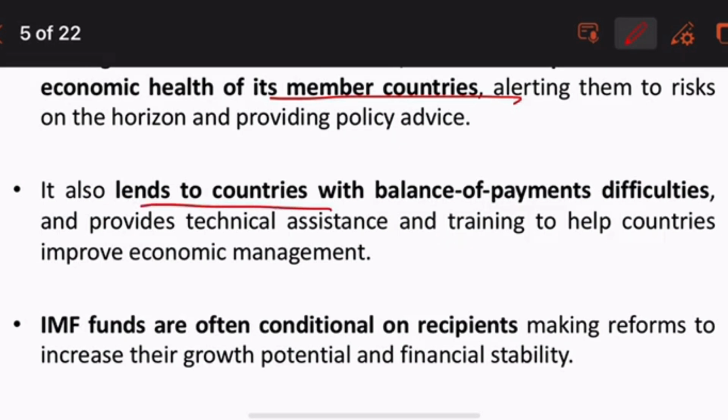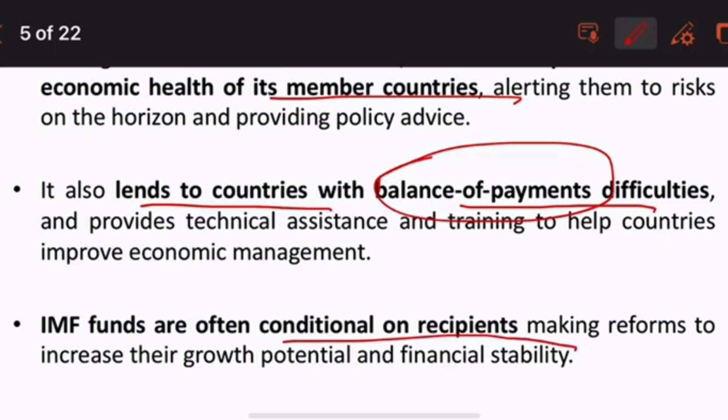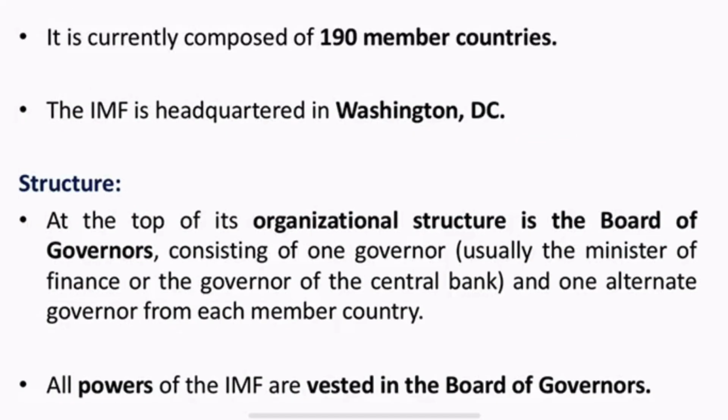lends to countries where the countries have BOP difficulties. Balance of payment means export minus import. The country's export growth and import growth can be determined in BOP difficulties. IMF funds are often conditional on recipients.